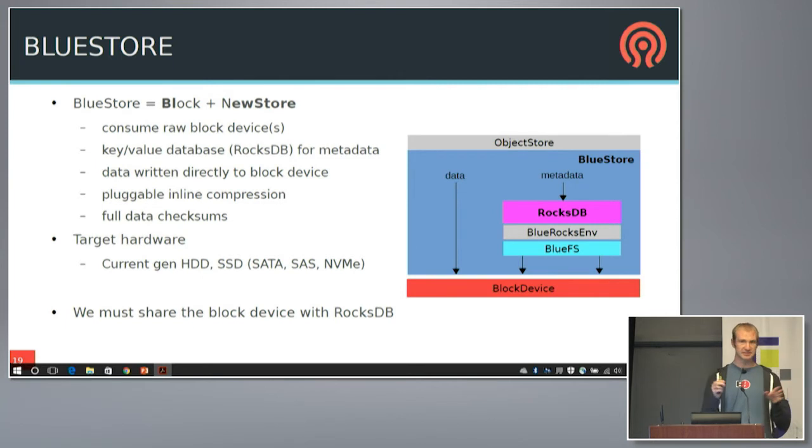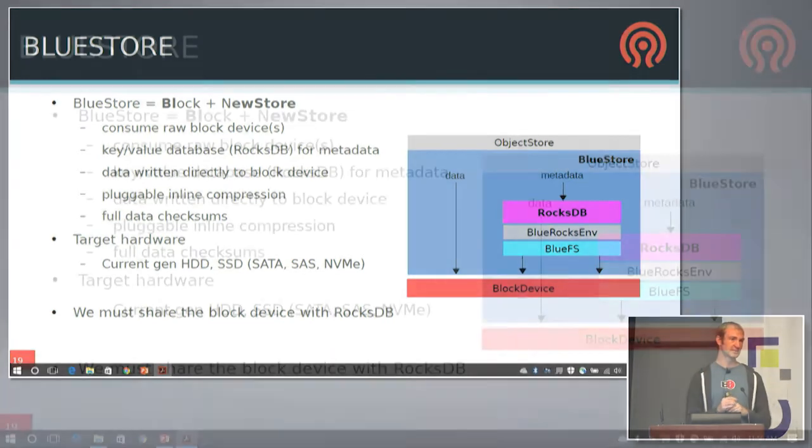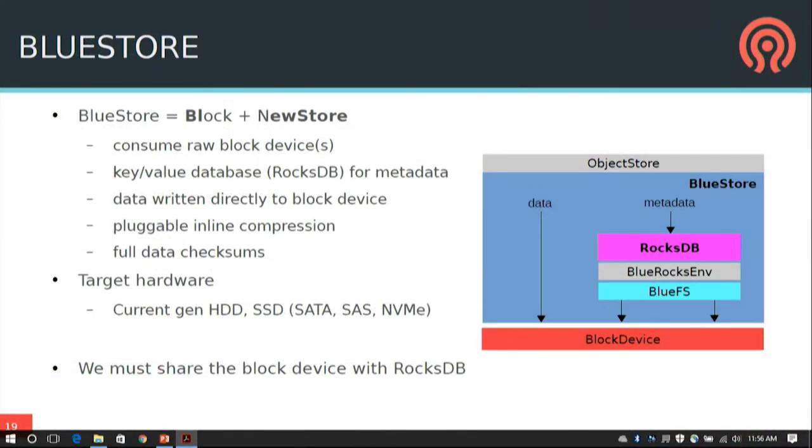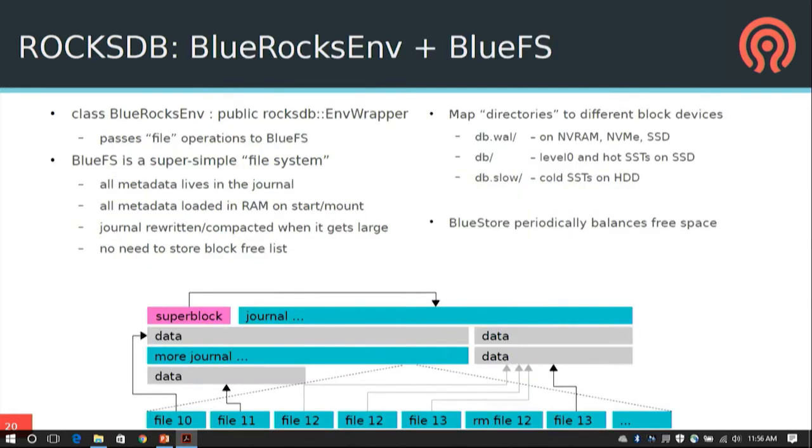The key challenge in this was how to figure out how to make BlueStore share the underlying block device with RocksDB. So RocksDB is a LSM tree key value database that's very popular, but it uses files to store all of its state, and we don't have a file system anymore. We're sitting directly on a block device. And so what we did is we created a custom backend for RocksDB called BlueFS.